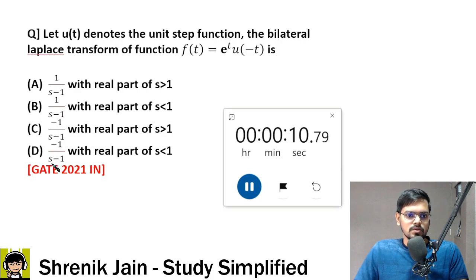First is the Laplace version. Second, this Laplace answer is when the real part of s is greater than 1, or less than 1. You have to comment on the answer.